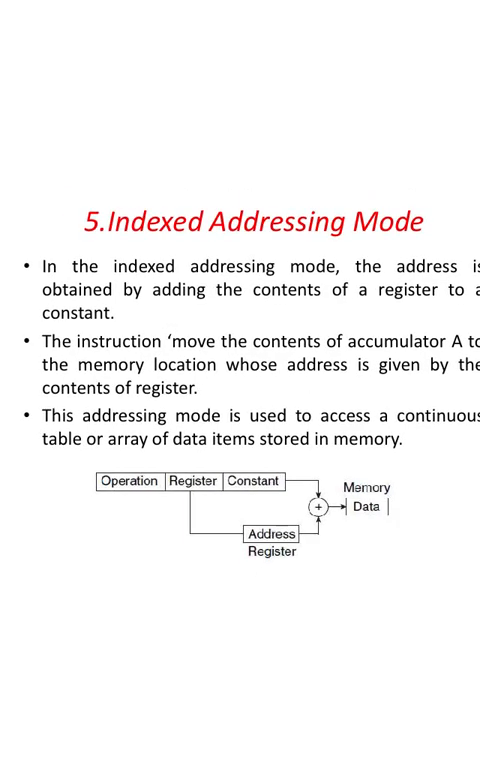Indexed addressing mode. In the indexed addressing mode, the address is obtained by adding the contents of a register to a constant. The instruction moves the contents of accumulator A to the memory location whose address is given by the contents of the register. This addressing mode is used to access a continuous table or array of data items stored in the memory.